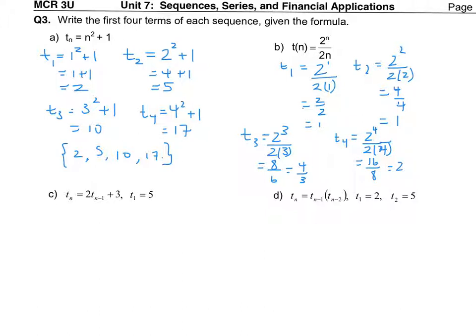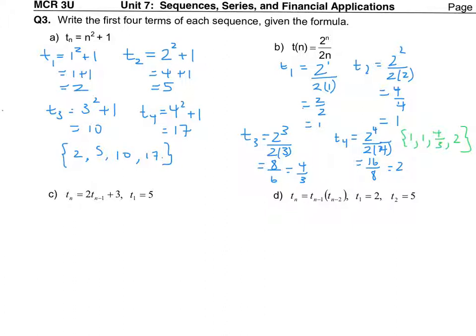So my first four terms of this sequence, let me just switch colors so that it can stand out from all the other things that I have written in here because it's kind of tight for room here. It would be 1, 1, 4/3, 2 would be my first four terms in that sequence.